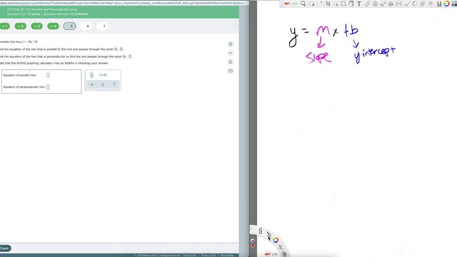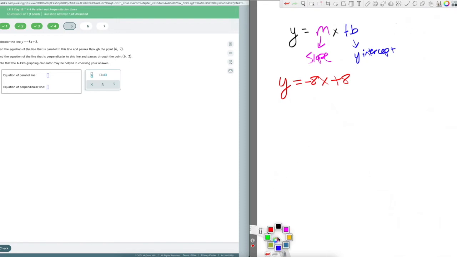There we go. All right, consider the line y equals negative 8x plus 8. So we have our slope and we have our y-intercept. Find an equation of a line that is parallel to this line and passes through the point 6, 2. Okay, so now they're asking us to do something a little different. We just learned point slope in the last section. So what they want us to do is go back to point slope form, which I'll try to do the color coding that I was doing here.